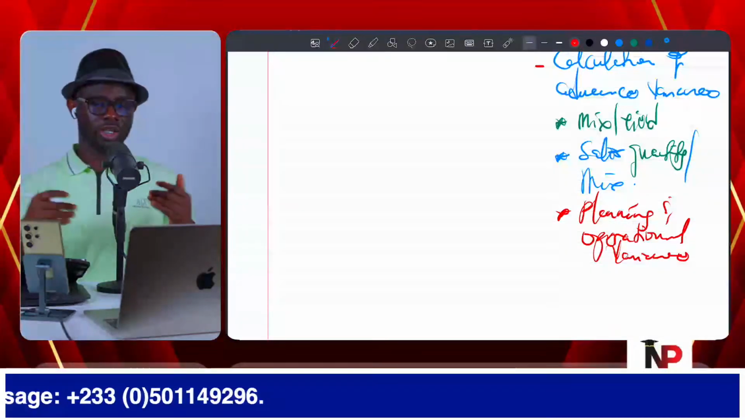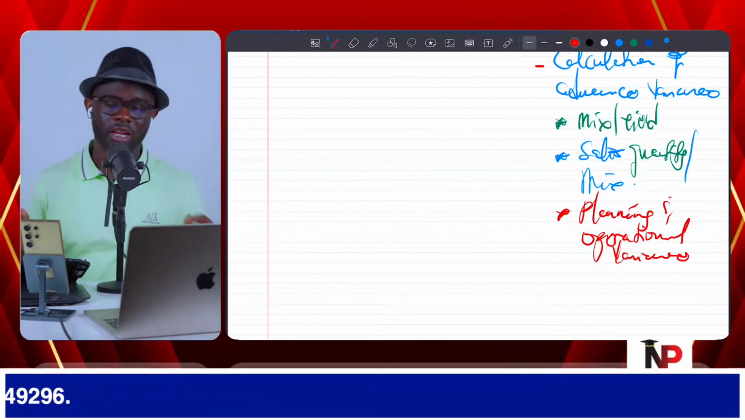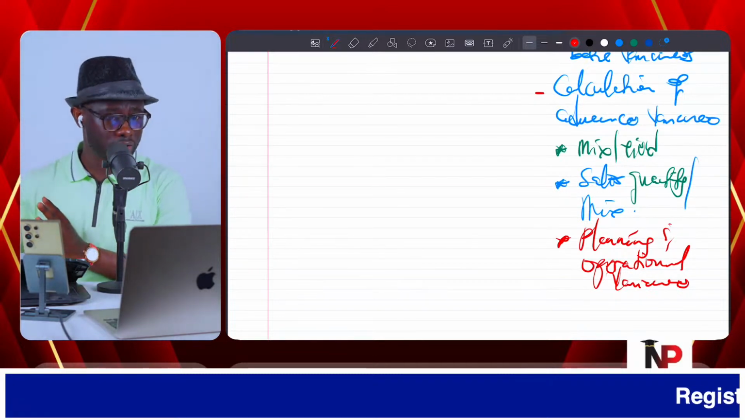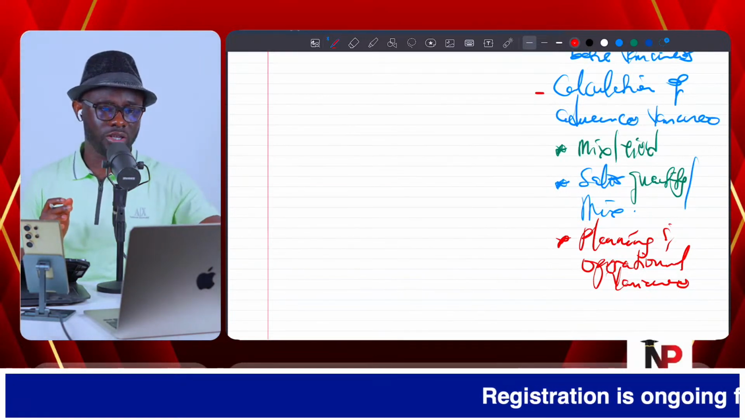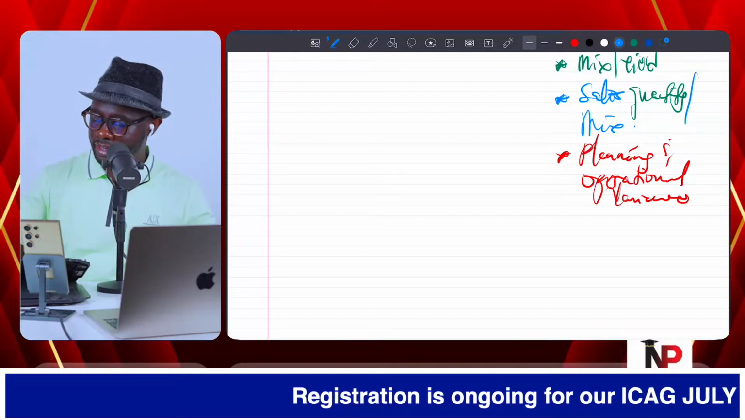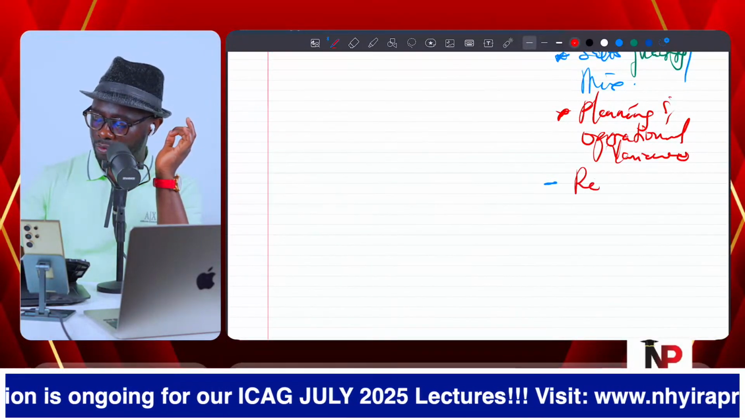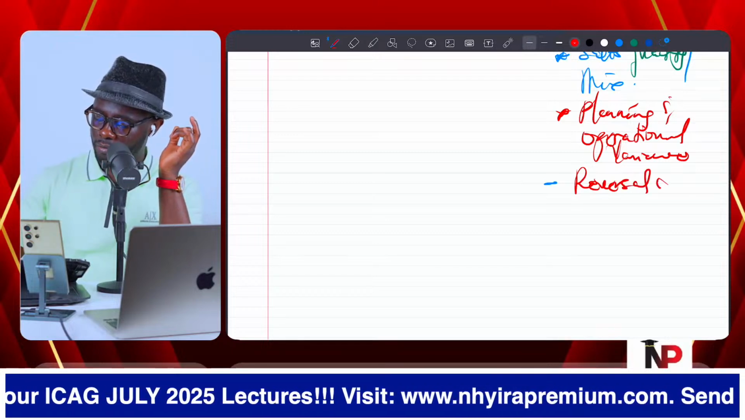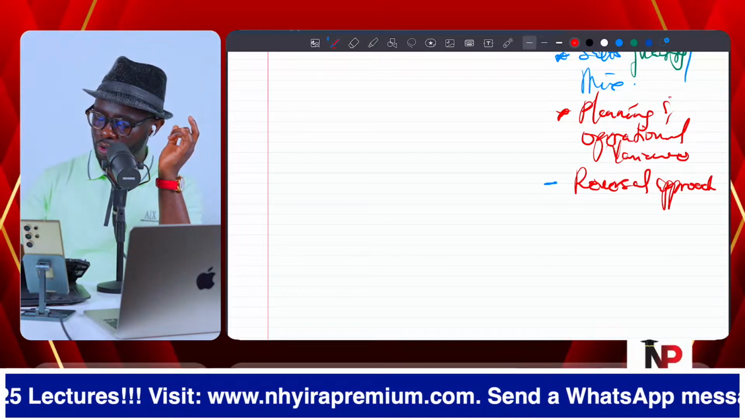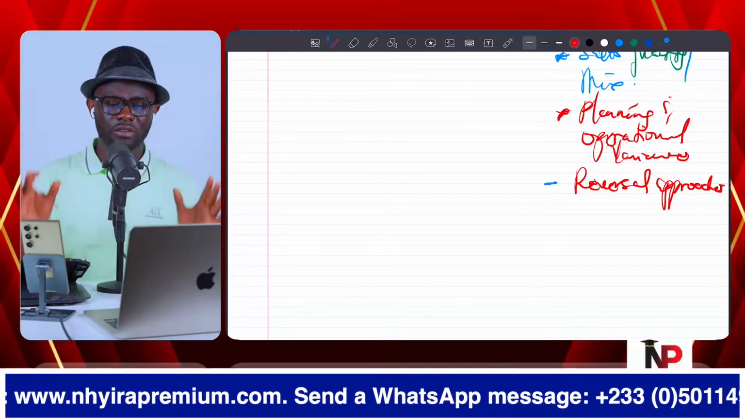Okay, material price planning variance and some other variances. So those are advanced variances. The examiner can ask you questions about them. The third thing is where the examiner is working with you on the reversal approach. So it's still variances, but it's a reversal variance.